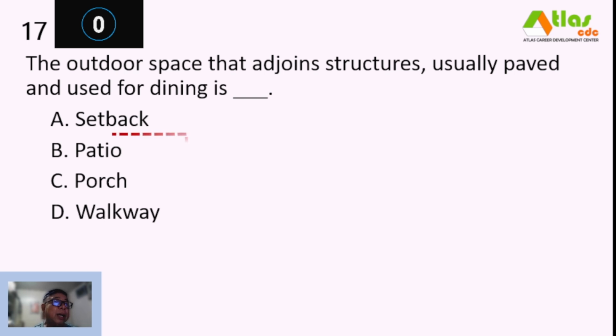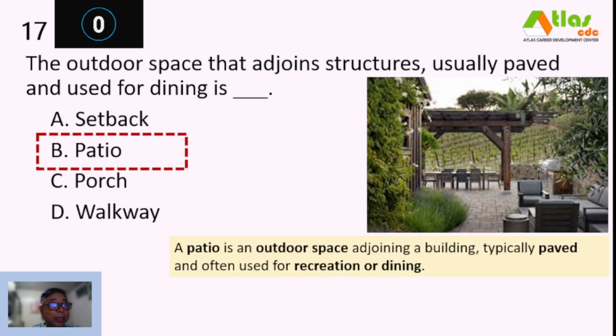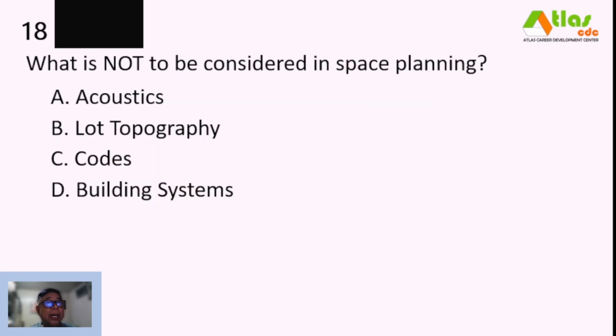And our correct answer is B. Patio. So a patio is an outer space adjoining a building, typically paved, and often used for recreation or dining. Number 18. What is not to be considered in space planning? A. Acoustics, B. Lot topography, C. Codes, and D. Building systems.